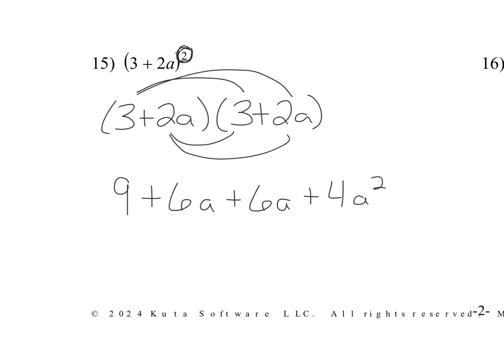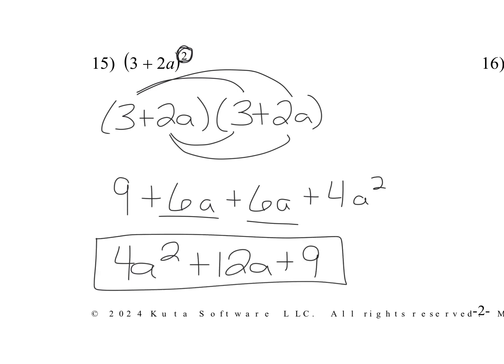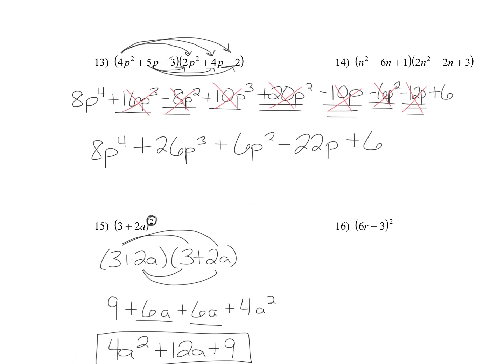And then, what's the last step we do with these? Combine like terms. So we have 4a squared plus 12a plus 9. Any questions over any of the review that you want me to go over quick? Or any examples that you struggled with? I think the toughest one is 13 because there's a lot going on. Try to keep yourself organized. Okay.